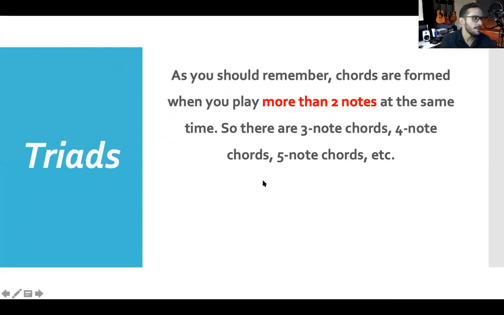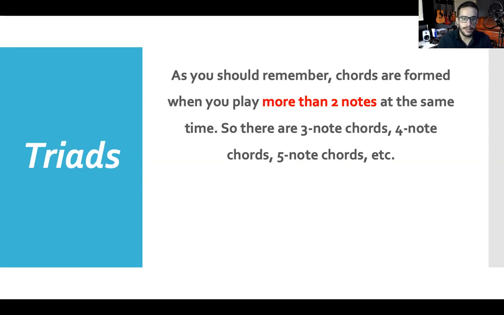at the same time. So if I play the guitar, this is one note. If I play more than two notes, I have a chord. Okay, so you can play chords with 3 notes, 4 notes, 5 notes, 6 notes, etc. You can have as many chords as any notes you can play on any instrument. It can be the piano, it can be the guitar, etc.